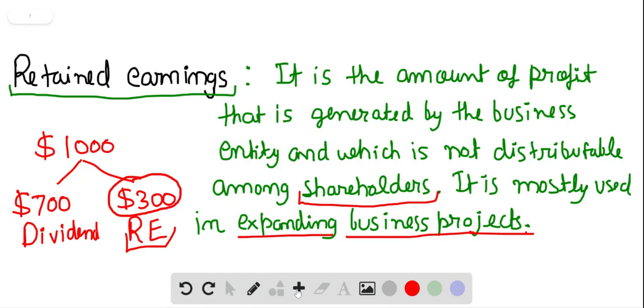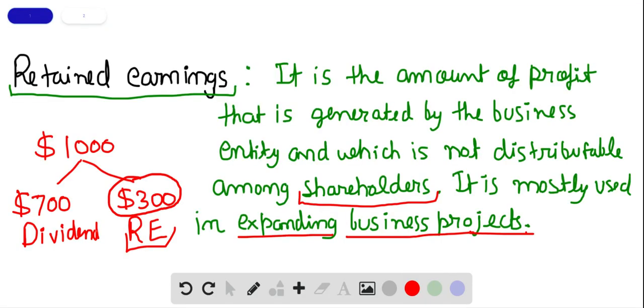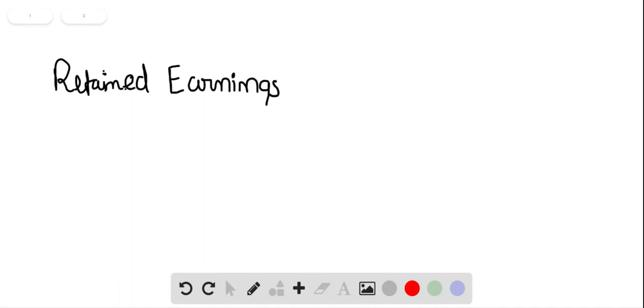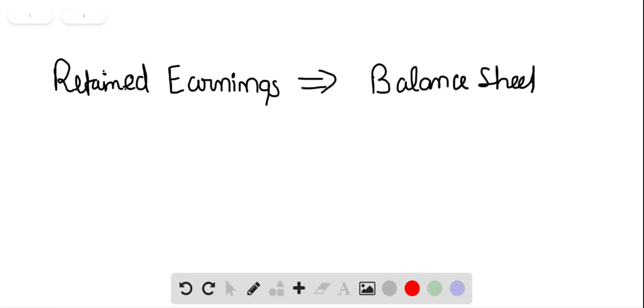Okay, now let us understand where the retained earnings balance will come. First of all we have written the actual meaning of retained earnings. Now the retained earnings will first come to the balance sheet. Why is that so? Because it represents the actual amount that the entity has in terms of reserves to expand business projects and to fund day-to-day business transactions. So this account will be classified under this statement.